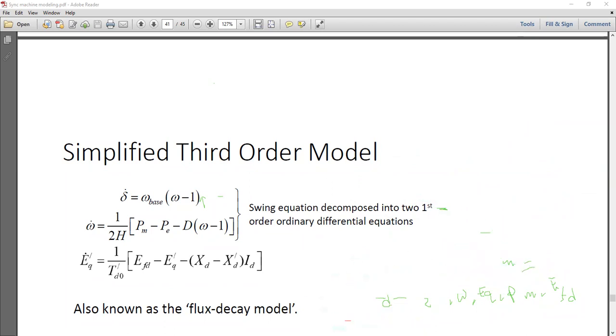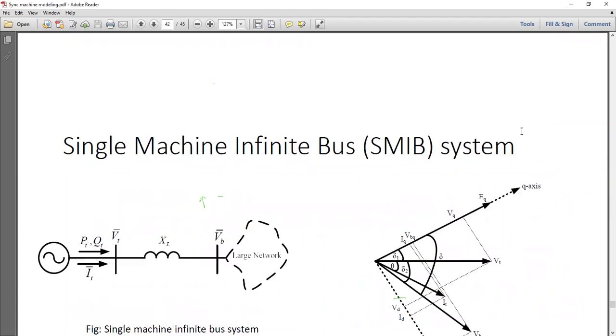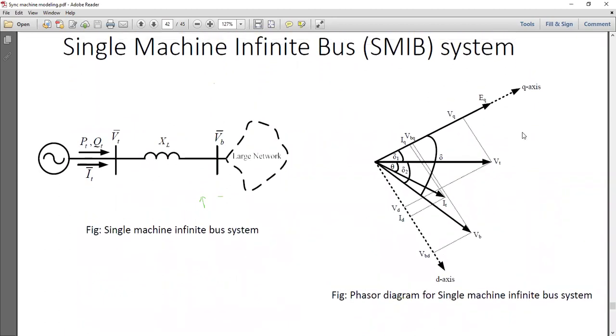So probably today we have run out of time. We don't have enough time to look into this important topic. So what we will do in the next class, this is our network that we will look into, inshallah, on Friday, coming Friday. So you see we have a single machine generator.